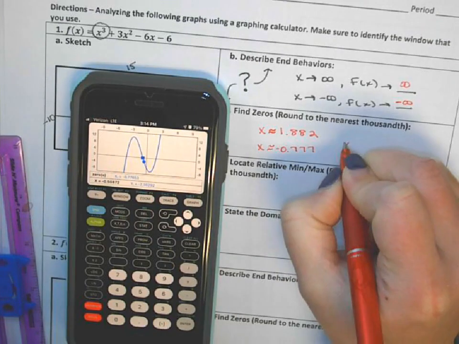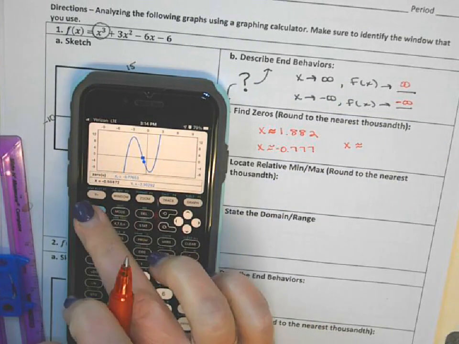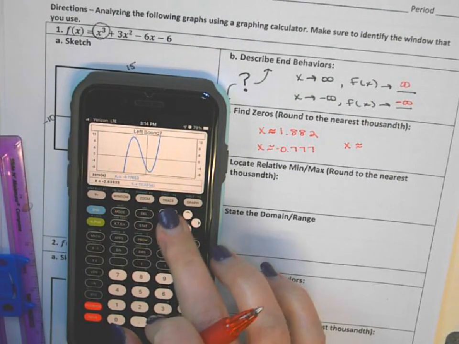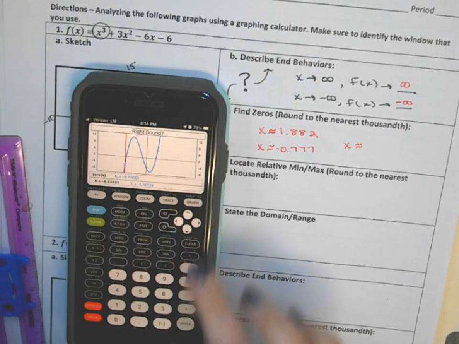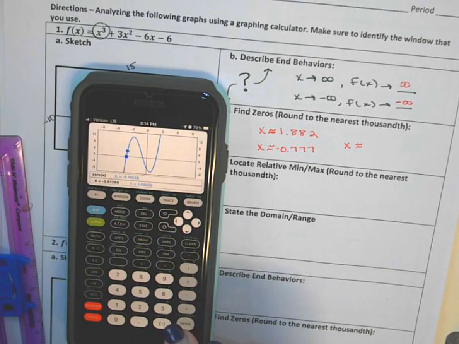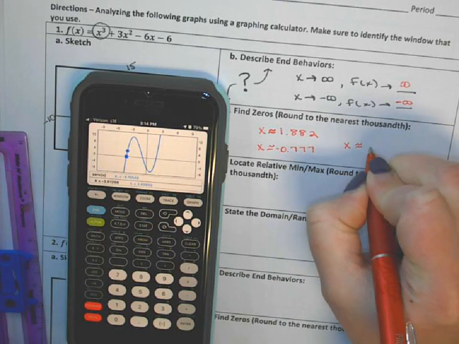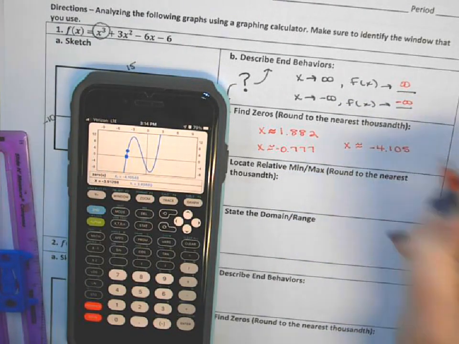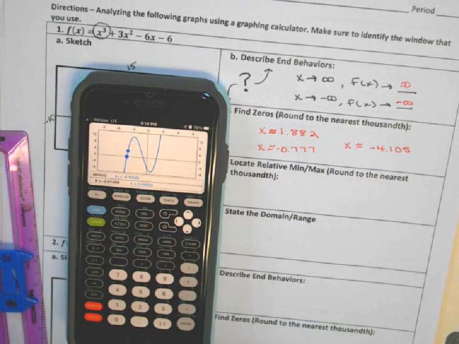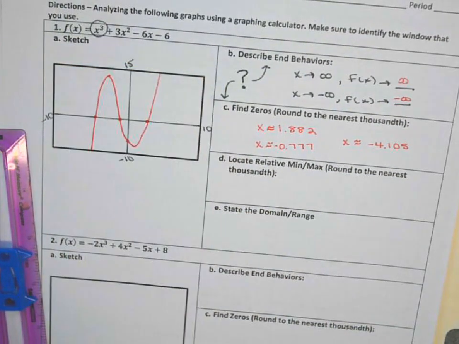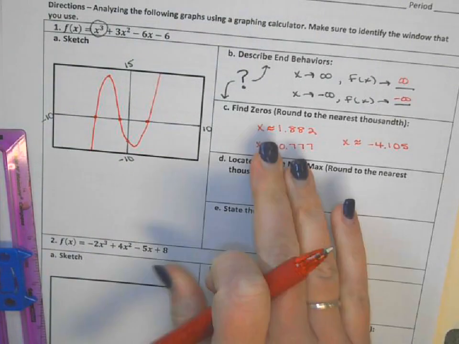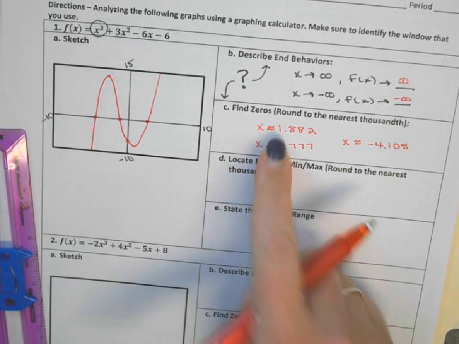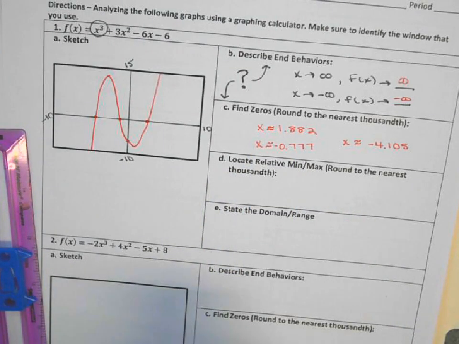There is a third one. X is approximately... Second, trace, 0, go to the left of this one, go to the right of it, enter, and it finds it at negative 4.105. So there are your 3 zeros that we can find with a graphing calculator. So that's more accurate than saying x is between 1 and 2. Okay, so our graphing calculator will help us find those.